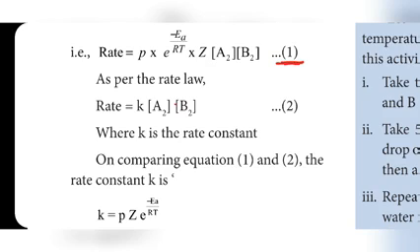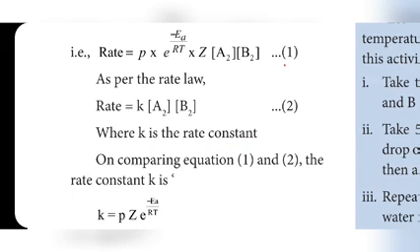So this is the first equation. As per the rate law, rate is directly proportional to the initial concentration of the reactants. Here in this reaction, the reactants are A2 and B2. So rate is equal to K into concentration of A2 into concentration of B2. In this reaction, K is the rate constant.